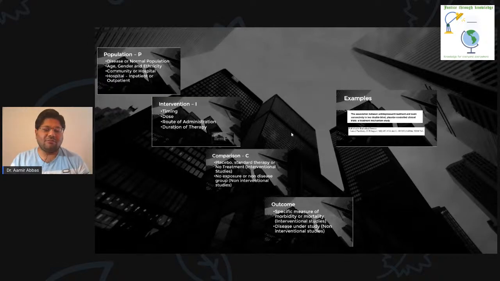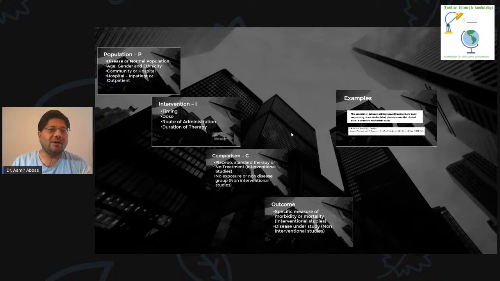So that acronym PICO stands for population, I stands for intervention, C stands for comparison, and O stands for outcome. And depending on the study design, if it is non-experimental studies, then it can be PECO, where P stands for population, E will stand for exposure, C will stand for comparison group, and O will stand for outcome.